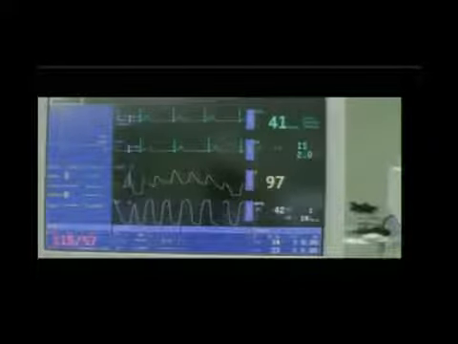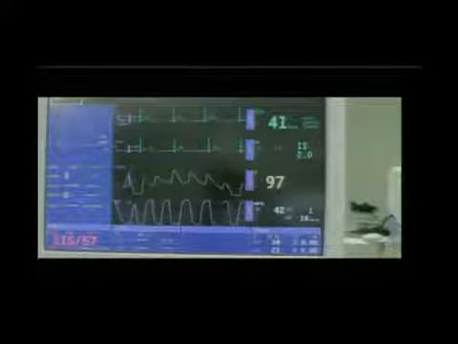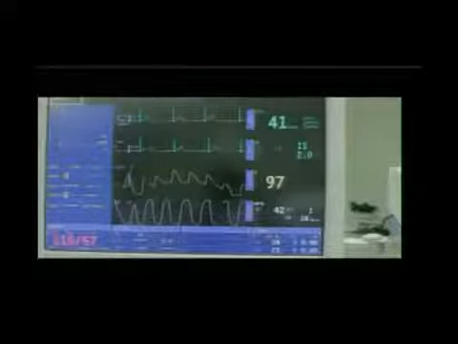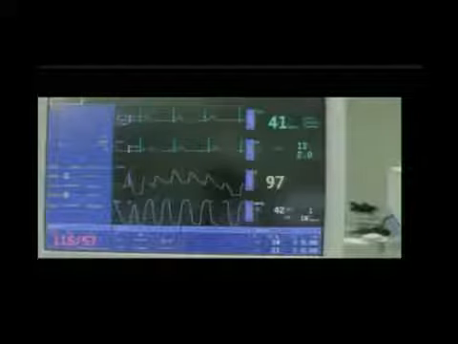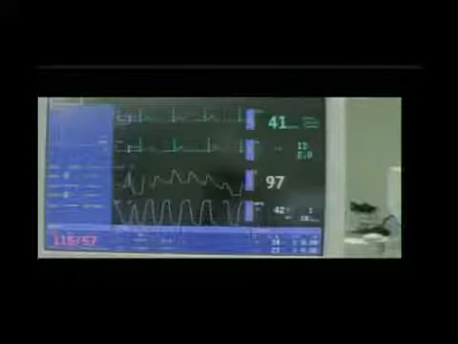In this particular patient, young, athletic, the heart rate is only 41. Oxygen saturation is 97%. That means the patient's blood is pretty much completely saturated with oxygen, as much as it can carry. End-tidal carbon dioxide here is 42. The normal number is about 40, 42. So that's what you expect to see in a patient who is breathing regularly.